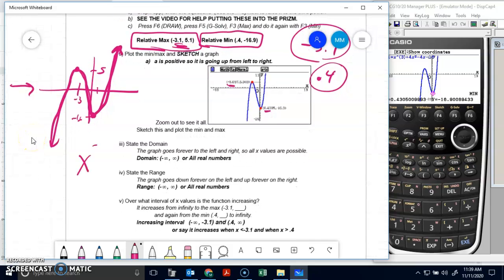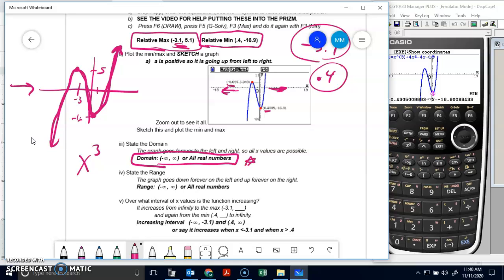For x to the third, this will always be true. Domain is the same as those. It goes forever to the left. It goes forever to the right. Both directions. There are no restrictions. You can put any x in.